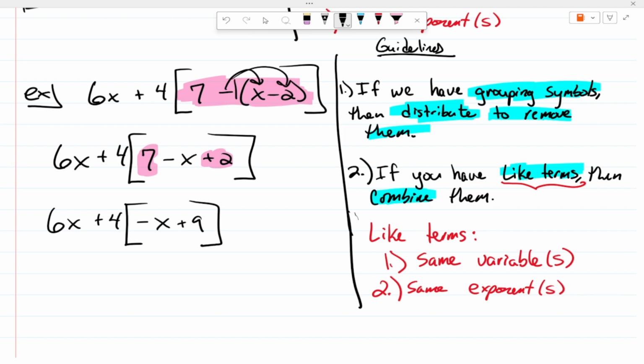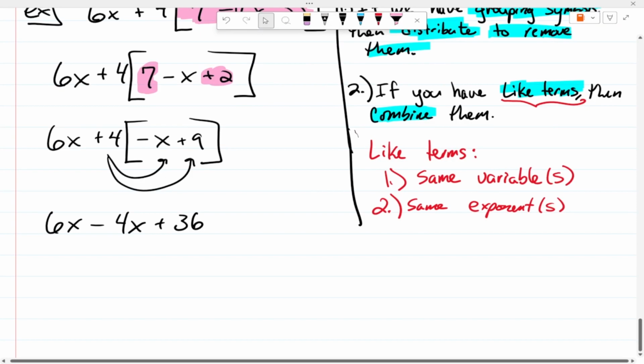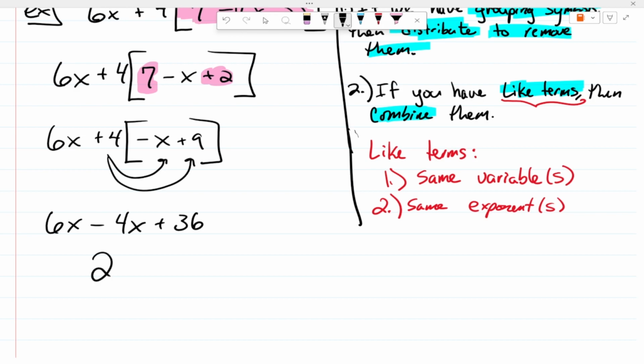Now, the process repeats. Do you have grouping symbols? Absolutely. So we're going to distribute that 4 to give me 6x minus 4x plus 36. Now that all the grouping symbols are removed, if we have like terms, then combine them, and we do. 6x minus 4x is 2x plus 36.